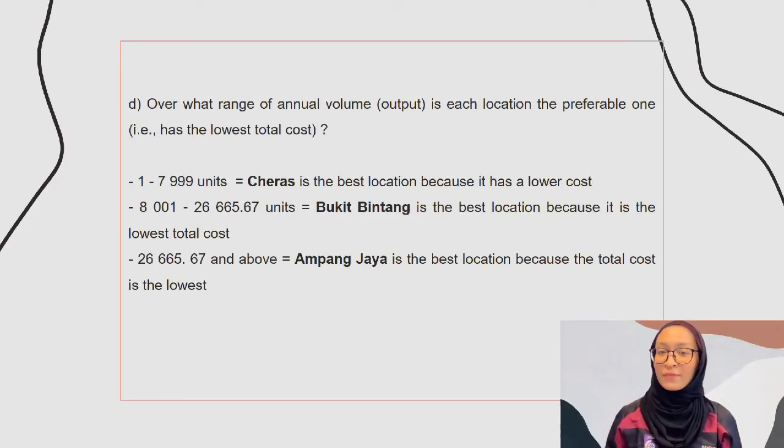Over what range of annual volume output is each location the preferable one, for example, has the lowest total cost? Referring to the graph, from 1 to 7,999 units, Cheras is the best location because it has a lower cost. From 8,001 to 26,665.67 units, Bukit Bintang is the best location for its lowest total cost.